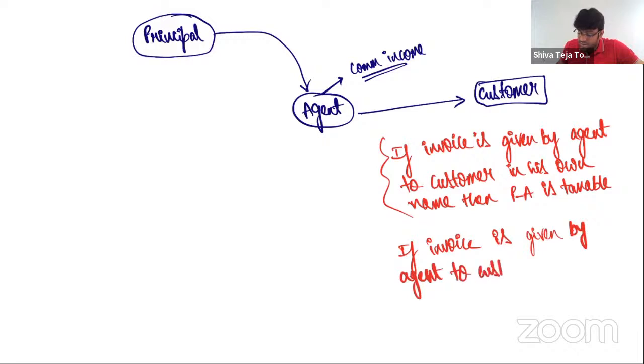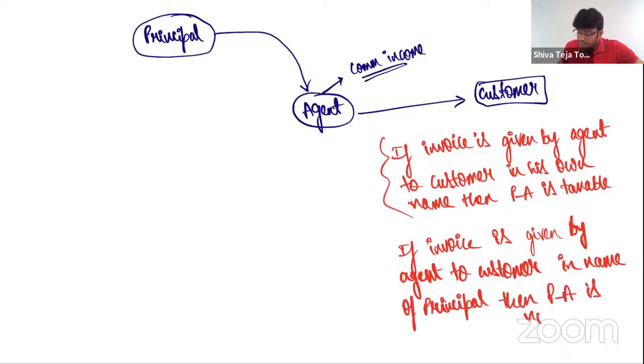But if invoice is given by agent to customer in the name of principal, then P2A is not taxable. So the point to be noted here is that the transaction between principal to agent, taxability will depend upon on whose name agent is giving invoice to the customer. If agent is giving invoice to the customer, I repeat, my dear friends, in the name of agent, then transaction between principal to agent is taxable. But if agent is giving invoice to customer in the name of principal, then transaction between principal to agent is not taxable.